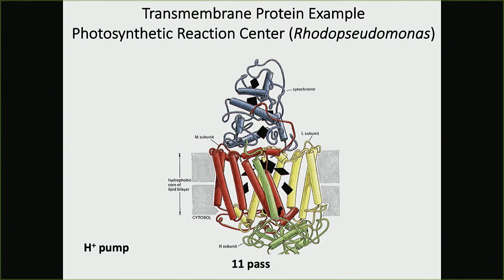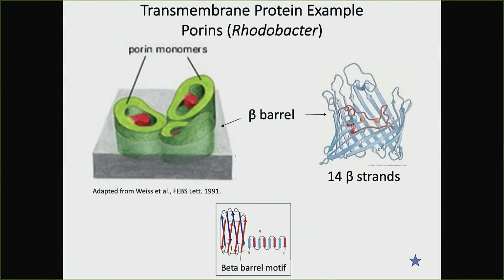Another classic example: this is a photosynthetic reaction center from Rhodopseudomonas, a photosynthetic bacterium, and an 11-pass transmembrane protein. So you can appreciate how complicated these structures could be. This is also a proton pump. This is the second class of transmembrane proteins, so this is what you need to know.